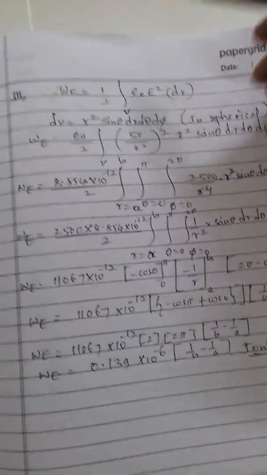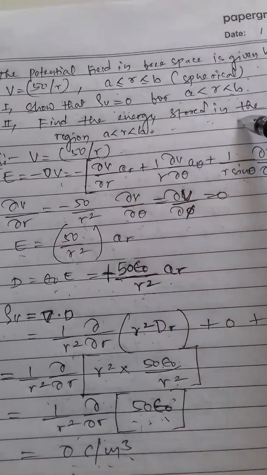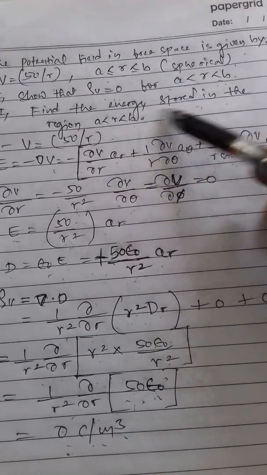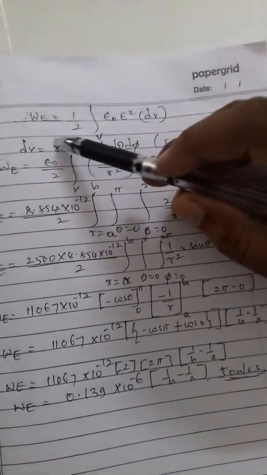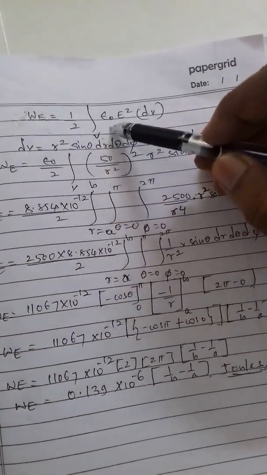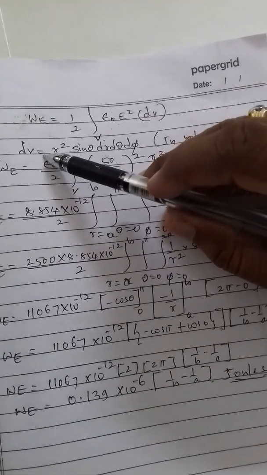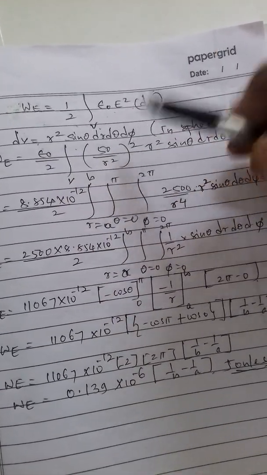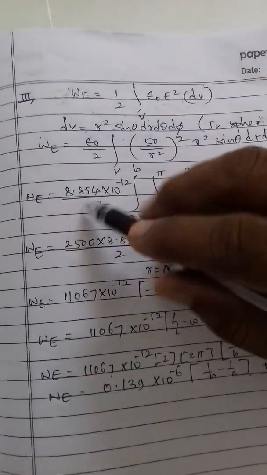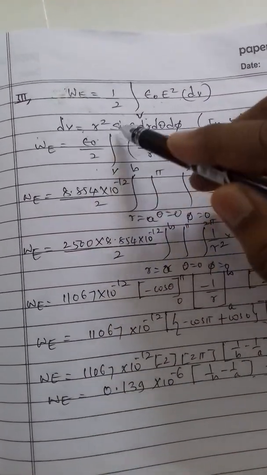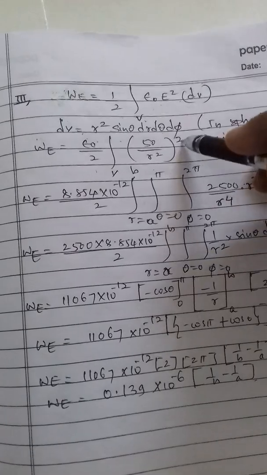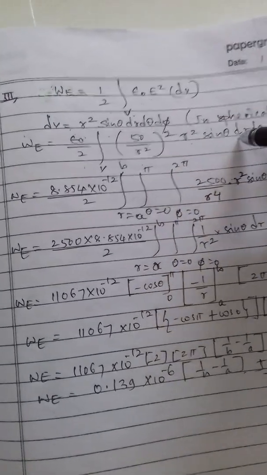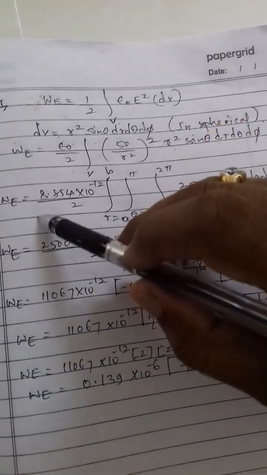Now find the energy stored in the region a less than r less than b. Here W is equal to 1 upon 2 integral over volume of epsilon naught E square dv. dv in spherical coordinate system is r square sin theta dr d theta d phi. So the energy stored is epsilon naught upon 2 integral over v of 50 upon r square whole square, into r square sin theta dr d theta d phi.